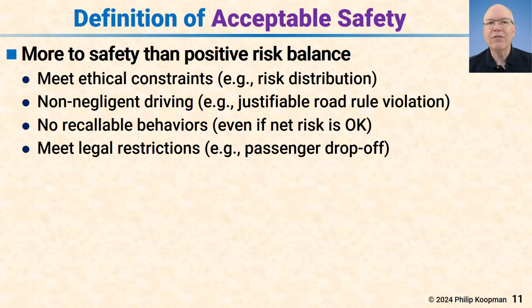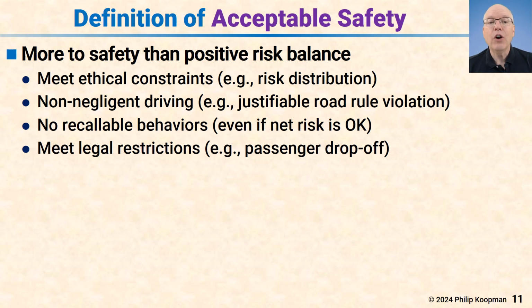The last definition, we finally get to the capstone of this whole thing, which is acceptable safety. There's more to safety than positive risk balance. I've been talking about this in general, but let's list some specific issues here. You need to meet ethical constraints, such as avoiding risk distribution onto vulnerable populations. You have to avoid negligent driving, although there is a thing such as justifiable road rule violations, and the computer driver is going to have to figure that out and get it right.